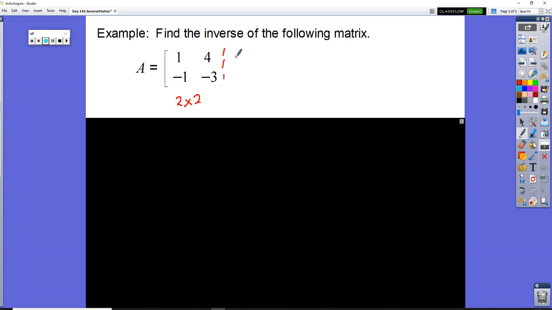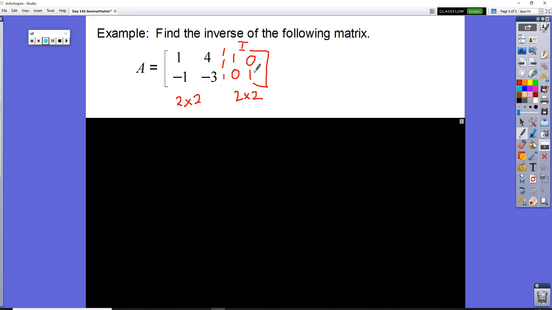And on the other side of this dotted line, I need you to attach an identity matrix. So remember, an identity matrix has a diagonal of ones and zeros everywhere else. That identity matrix has to be the same size as matrix A. So my identity matrix has to have 2 rows and 2 columns as well. So this is my starting matrix A on the left, and this is my identity matrix on the right.